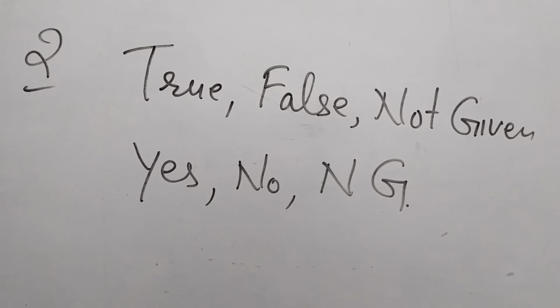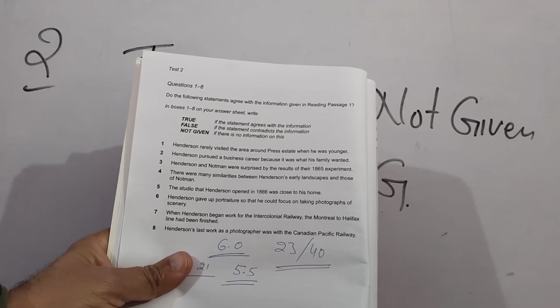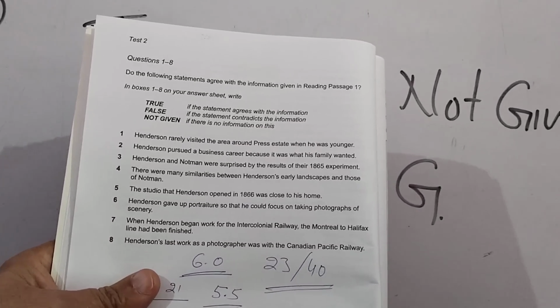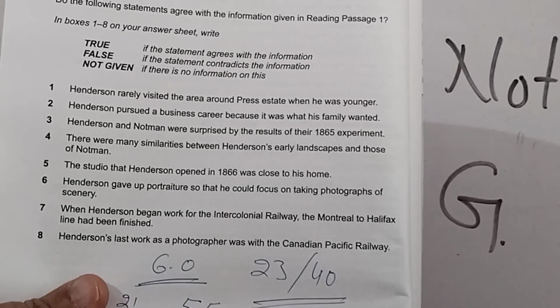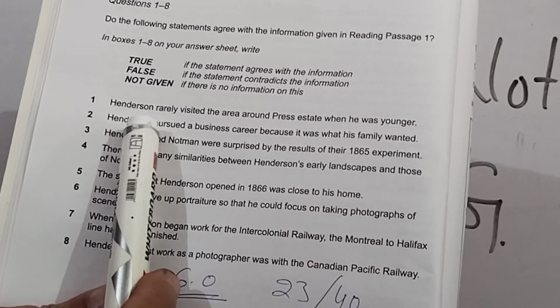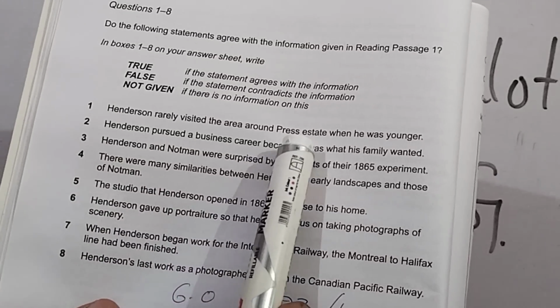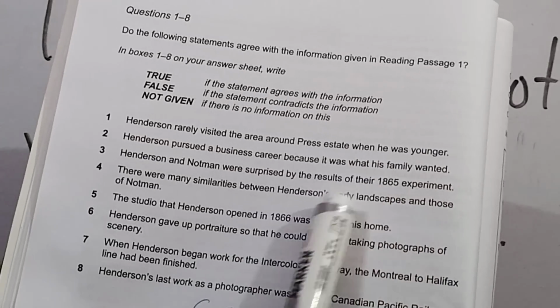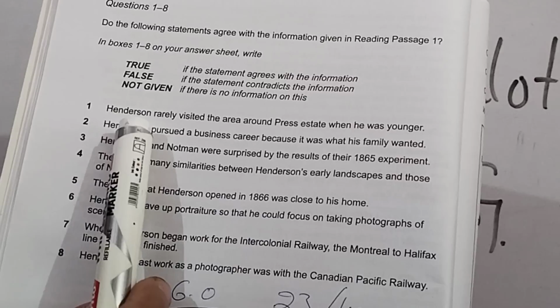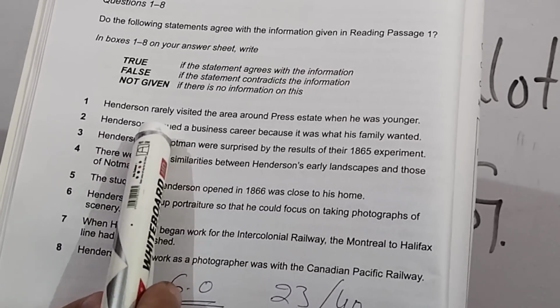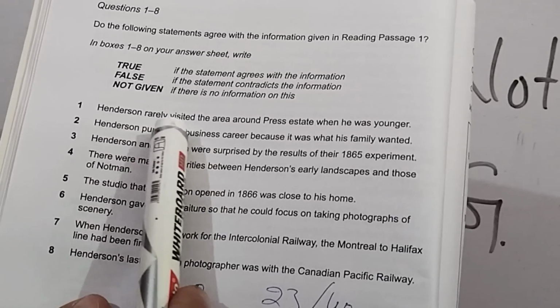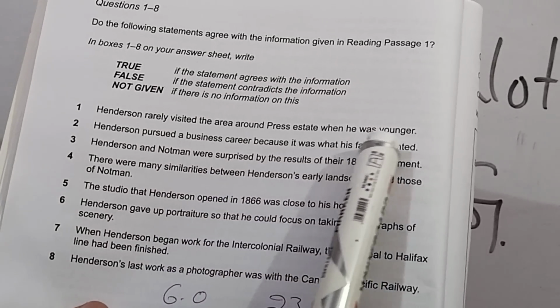The next is true, false, not given, and yes, no, not given. So I will explain this with the help of one example, and I have a book here with me. Look at question number 1: Henry rarely visited the area around Press Estate when he was younger. तो इसका मतलब ये है कि हेनरी रेयरली, बहुत कम, very less, visited, almost not. Rarely visited the area around Press Estate when he was younger.